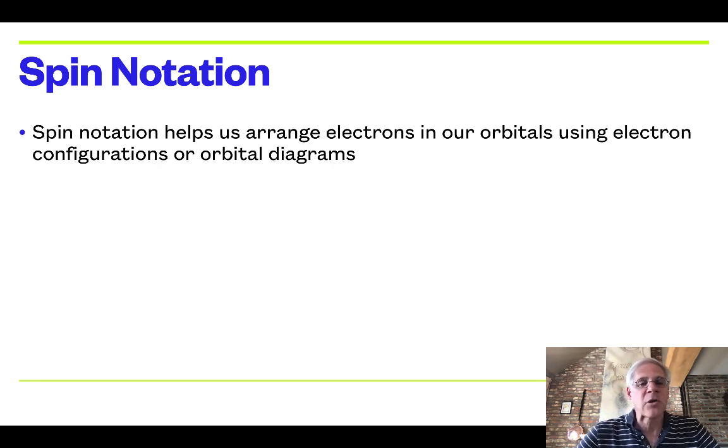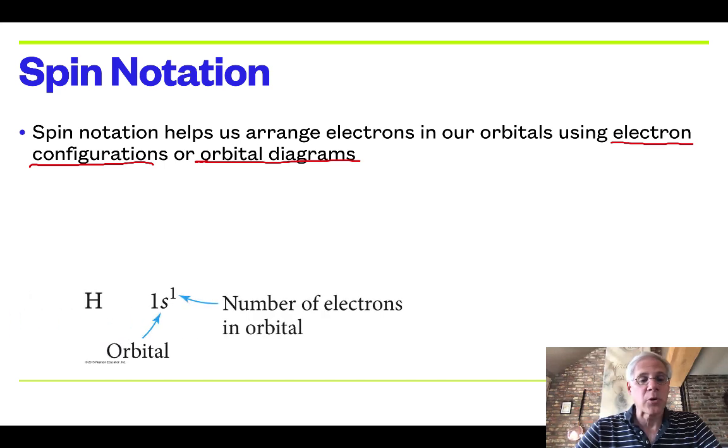notation. And again, this helps us arrange our electrons in our orbitals using something that's called electron configurations or electron diagrams. These are not the same thing, but we do use them for the same thing. We use them to show where electrons are as far as what orbitals they're in.